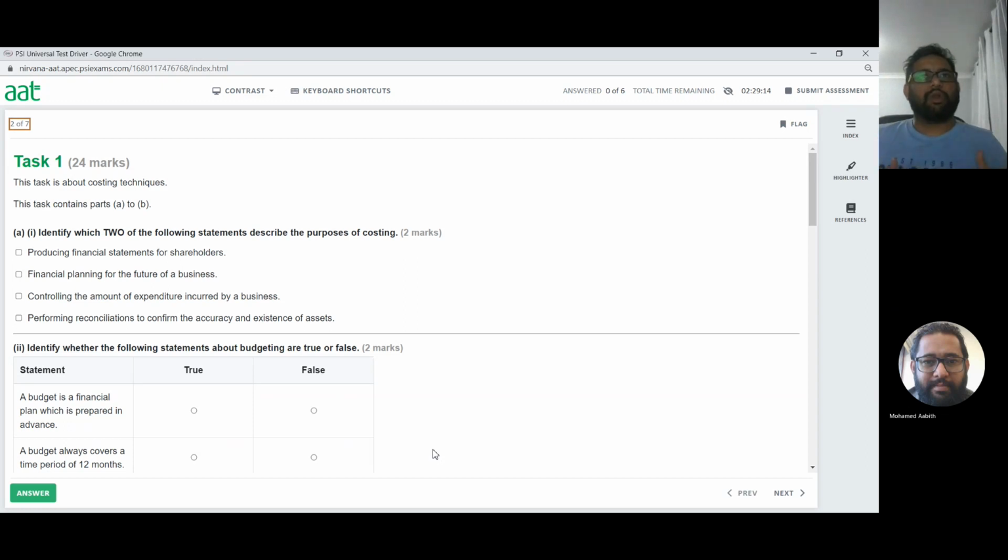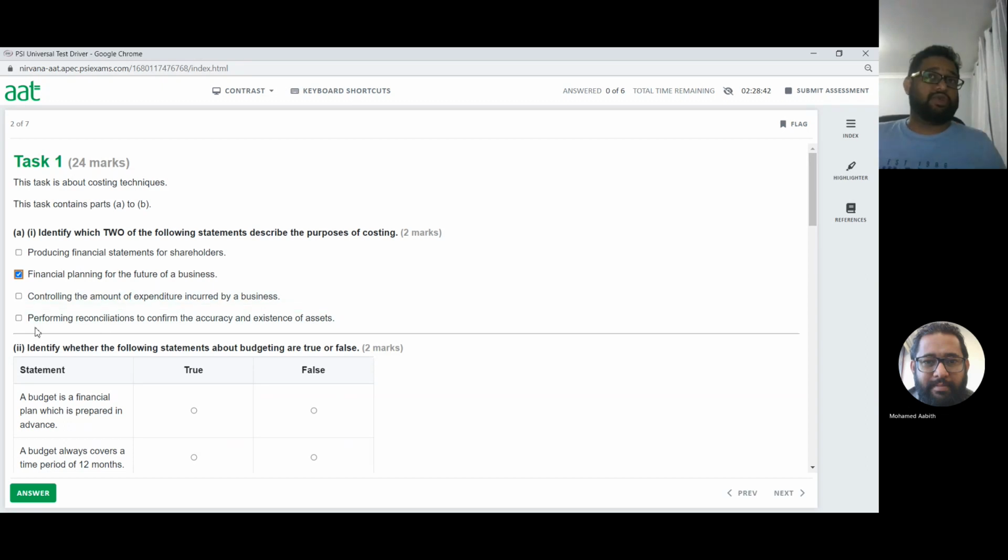But the next one, financial planning for the future of the business, is straight away management accounting. It's all related to costing, so that could be one of the answers. I'll tick that one. The next one is controlling the amount of expenditure incurred by the business. That's a really good cost controlling method for the business to decide how much expense they want to incur in the future, so it's a really good option.